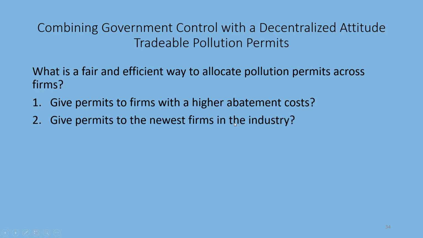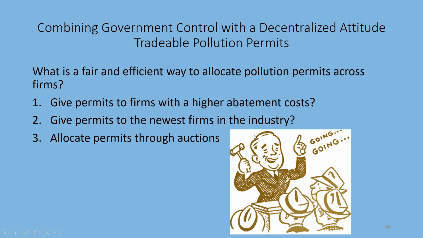You could give permits to the newest firms in the industry, right? So one thing that you could do is the newer firms get the permits, whereas older firms would have to buy them from the newer firms. Right now, one problem with that is that the newest firms in the industry are usually the most environmentally friendly because they're adopting the newest technologies as they're getting their business or their building set up, right? They're probably going to start out with things like energy efficient windows or solar panels or just cleaner ways of operating, right? So you're now giving permits to the firms who need them the least, right? So again, that might not be the most efficient way to allocate these pollution permits across firms.